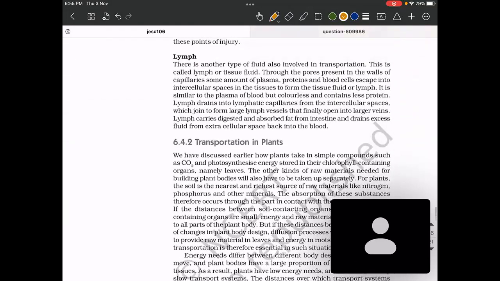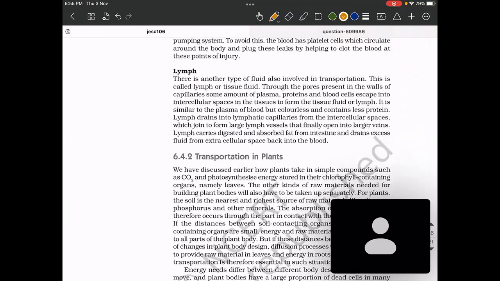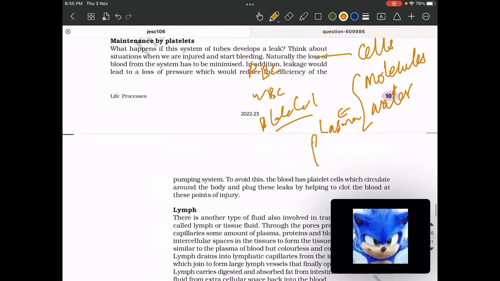What is lymph? It is a colorless fluid. Yes. Look at that. The blood has all the substances: cells, macromolecules, micromolecules, and water. Lymph is when you remove the cellular part and the macromolecules, and only water and important substances are present, which are very essential for the immune function.